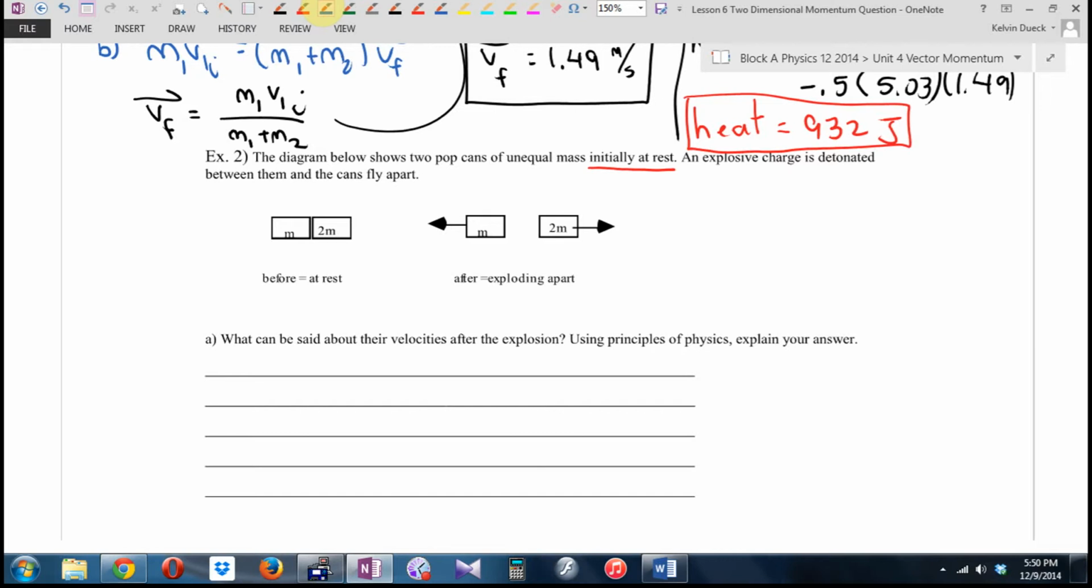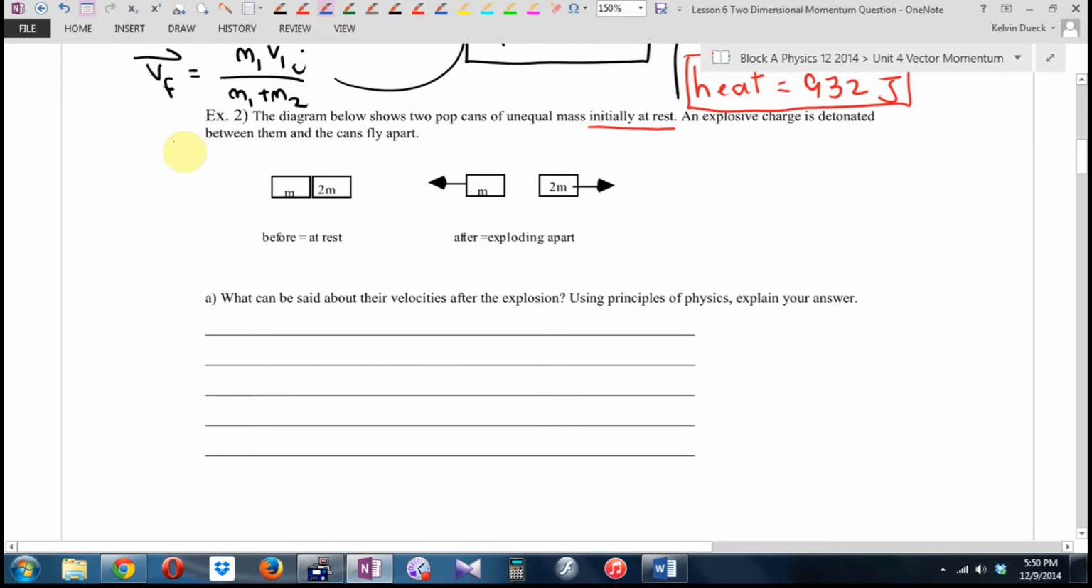What can be said about their velocities after the explosion? Using principles of physics, explain your answer. Did they say explosion? How might I analyze this? What tool might I use? Conservation of momentum. The sum of all the momentum before the explosion equals the sum of all the momentum after the explosion.